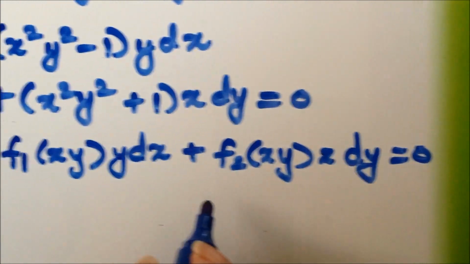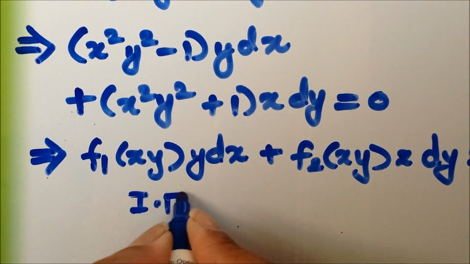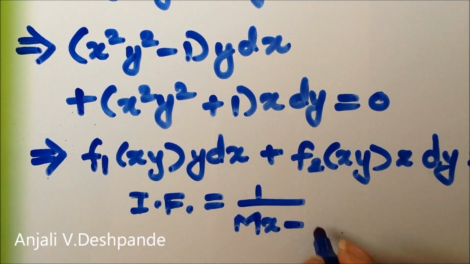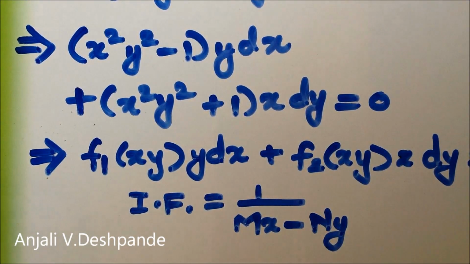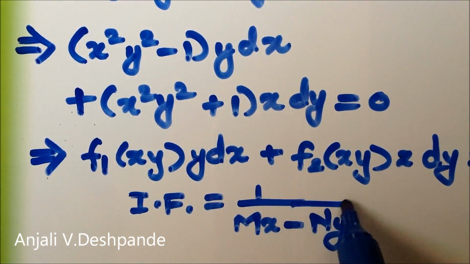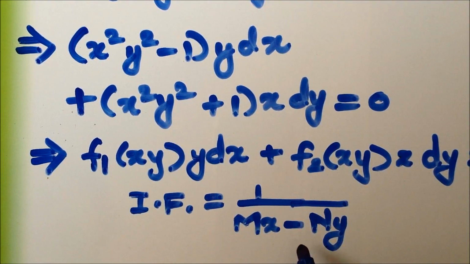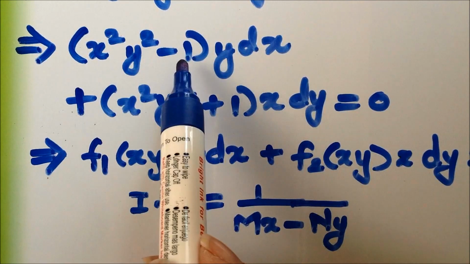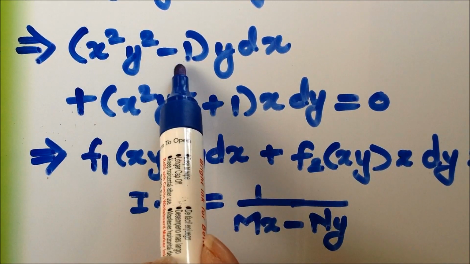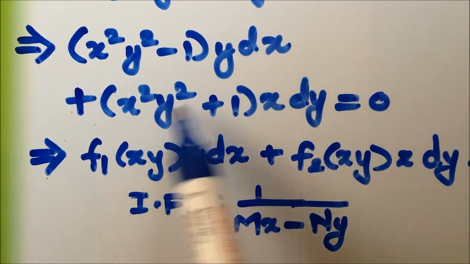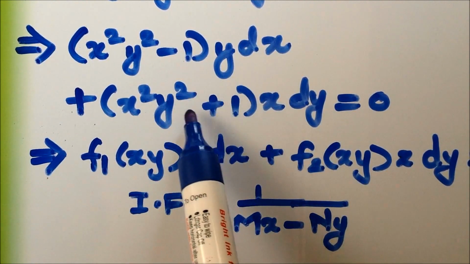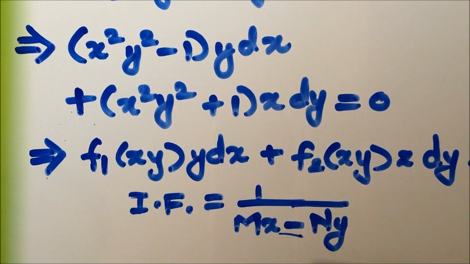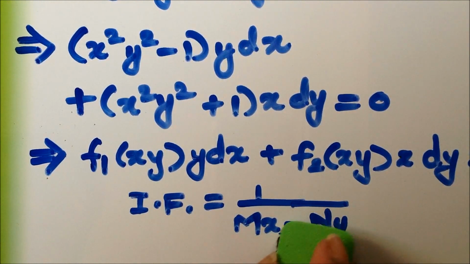then the integrating factor of such an equation is given by 1 upon (Mx minus Ny), provided of course that Mx minus Ny should not be equal to 0. So in this case we are seeing that the given equation can be written in that form. So this can be treated like f1(xy) y dx plus this is treated like f2(xy) x dy is equal to 0. And so this is the integrating factor. So we will find this integrating factor.